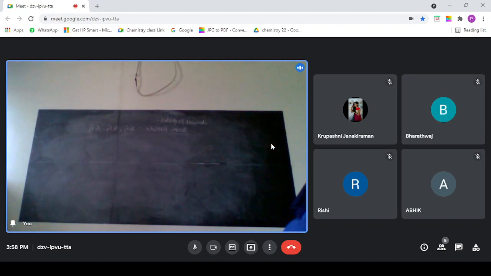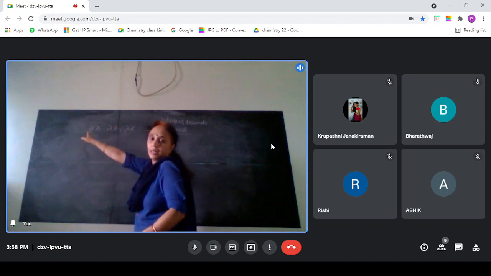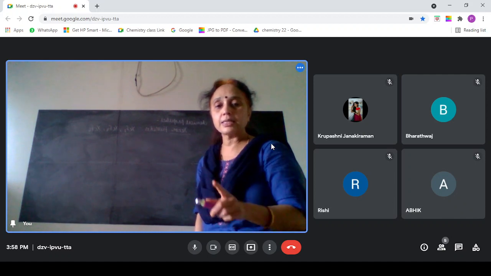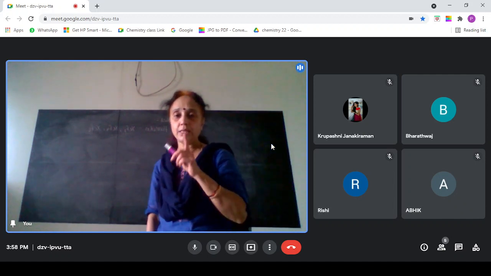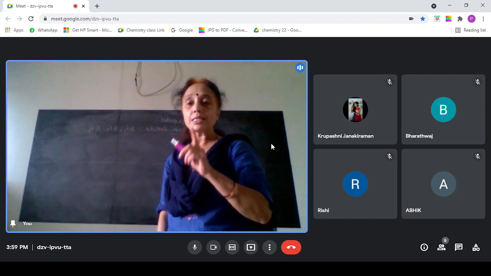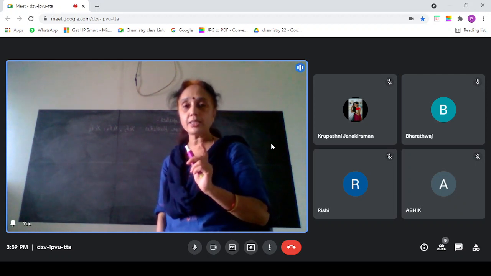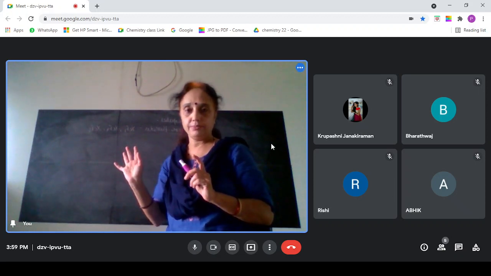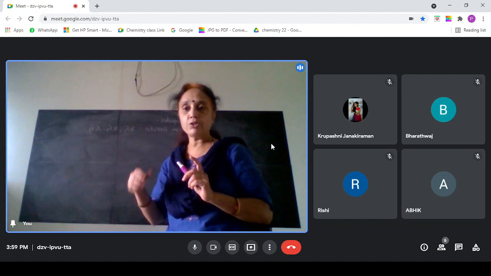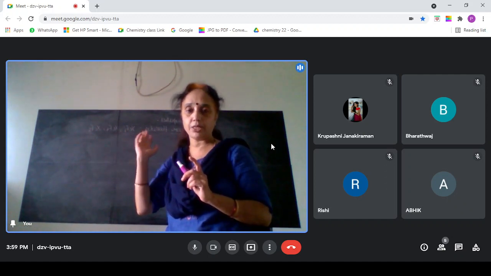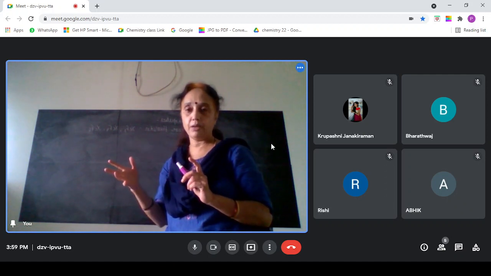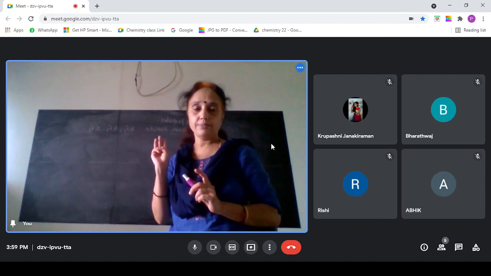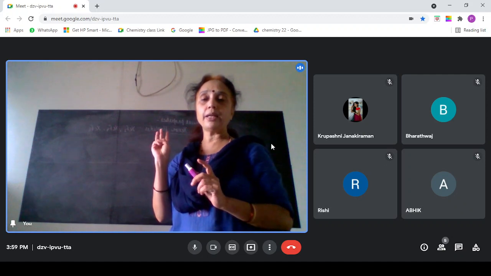Now all of them are colorless crystalline solids. All the xenon fluorides are colorless crystalline solids. Register thoroughly when I'm saying. And they all sublime at room temperature. That is, at room temperature 298 Kelvin, 25 degrees centigrade, they all become gases. What is sublimation? Direct conversion from solid to gas. So they sublime at 298 Kelvin. Third, they are very powerful fluorinating agents.